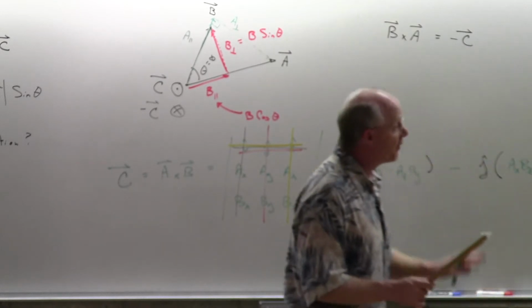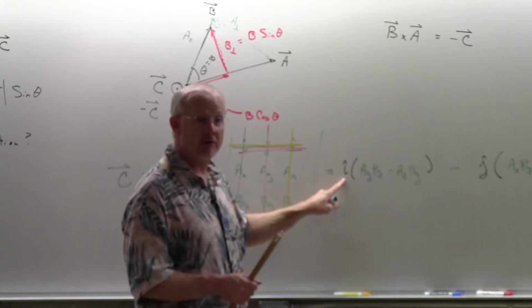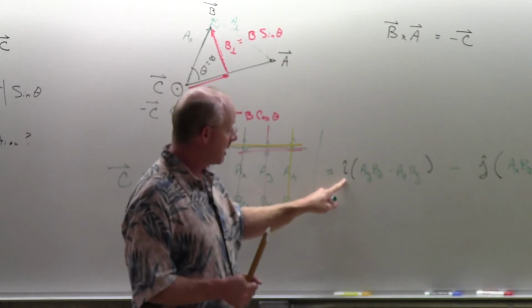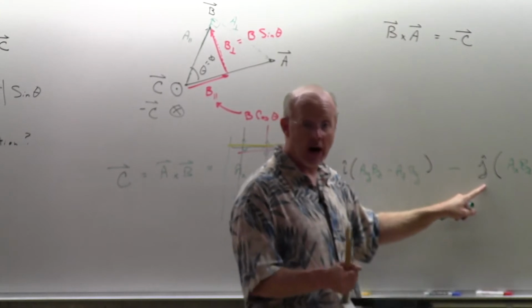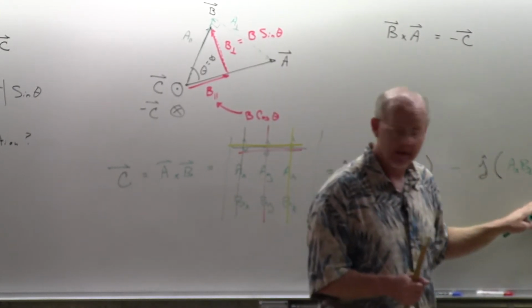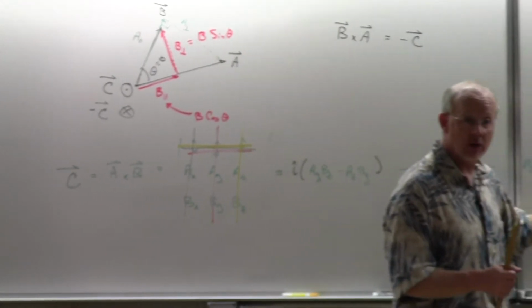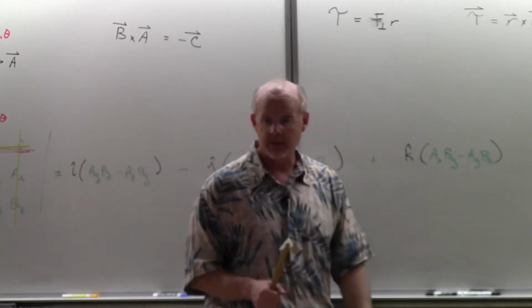So if we're thinking of this as a torque, the part that makes it rotate around an x-axis comes from the yz plane. The stuff that makes it rotate around a y-axis comes from the xz plane. And the stuff that makes it rotate around a z-axis comes from the xy plane.